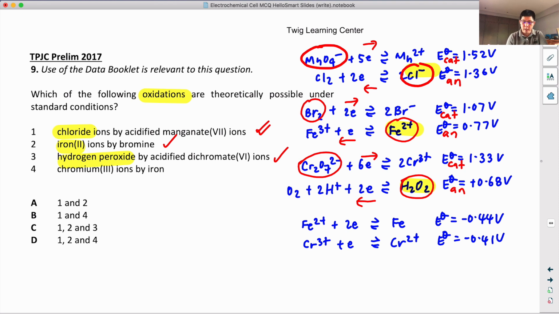If you check your data booklet, chromium is over here. So chromium 3 plus wants to be reduced and not oxidized. If you calculate E cell, you realize that this is actually feasible, but iron will actually reduce chromium 3 plus. It's not going to oxidize it. Because the question says oxidation, we know that chromium 3 plus cannot be oxidized. It has to be reduced. So this is out, right? So that's why the answer is C. It's a bit tricky, yeah? So maybe you have to take note of this.